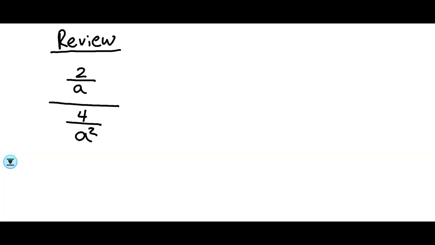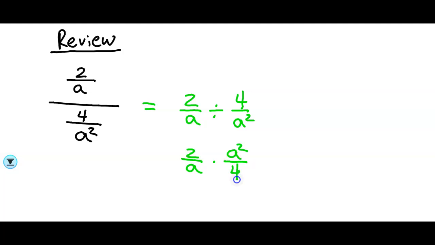Just put next to it, 2 over a divided by. You rewrite it. Over a divided by. What's the bottom? 4 over a squared. Okay. And then what you got to do is you got to flip it, so that equals 2 over a multiplied by a squared over 4, and then you can cross cancel. Just cross out the 2, and then cross out the 4, make it a 2, and then cross out the a, and cross out the a squared, and then it becomes a over 2.